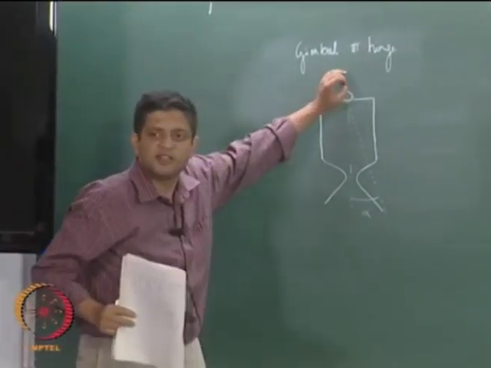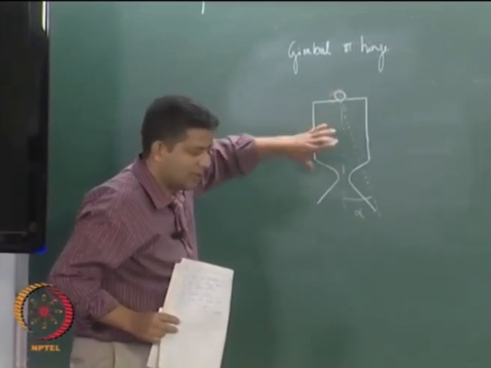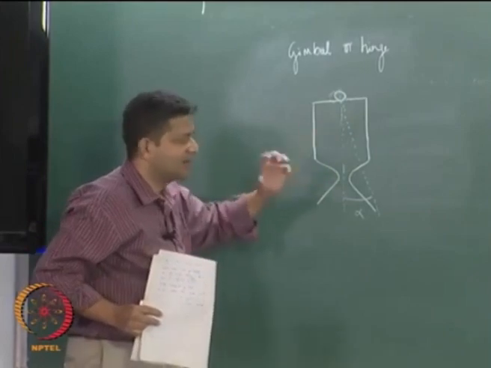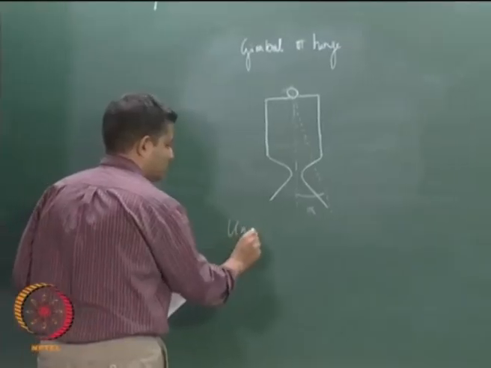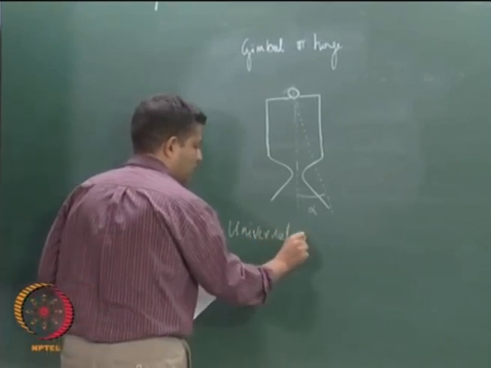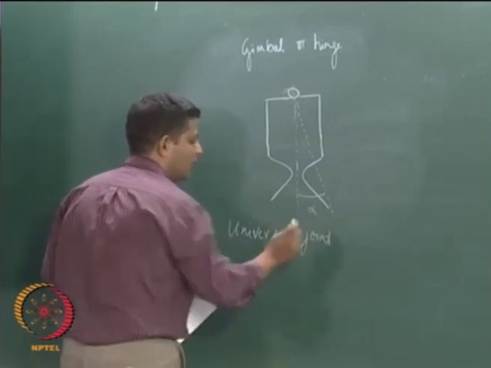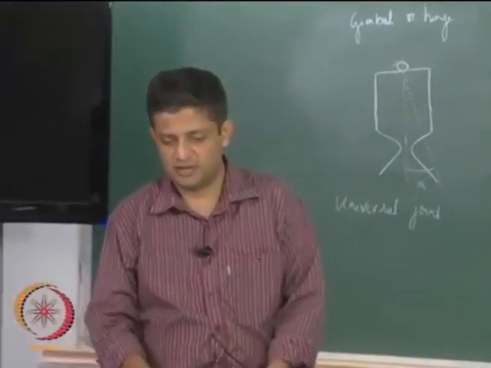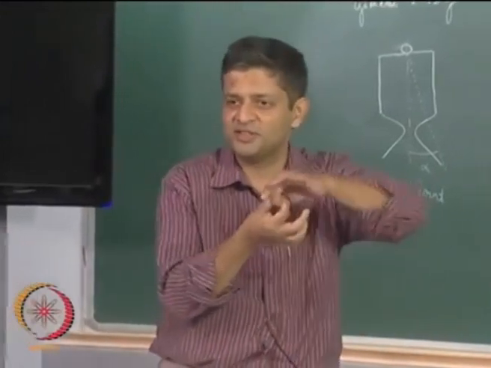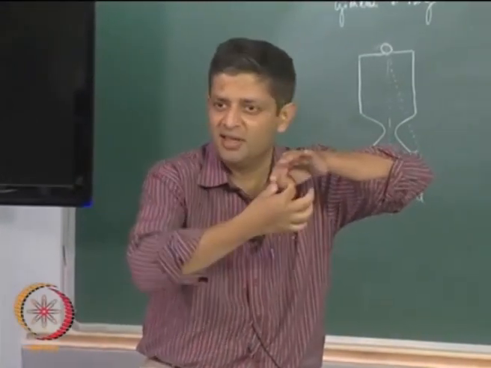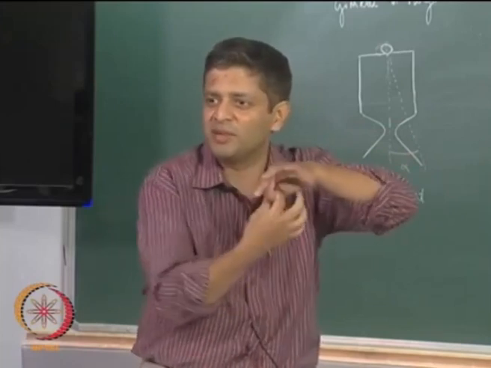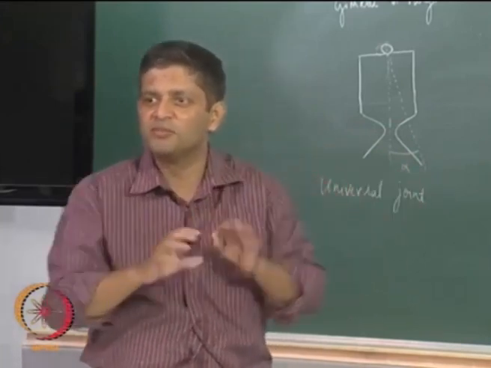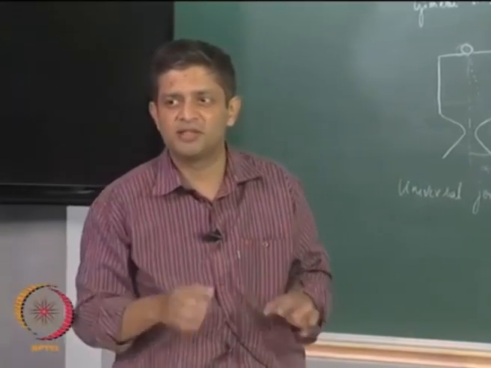That is, if the engine were hinged on this, you could move it around by an angle alpha in either direction. And if you have something known as a universal joint, a universal joint is nothing but two hinges, right. Using one of them you can move it in one plane, using the other one you can move it in the other plane, right.